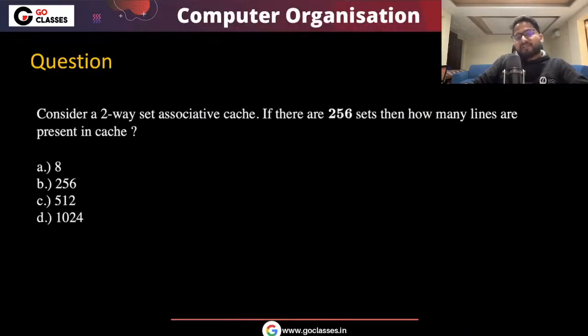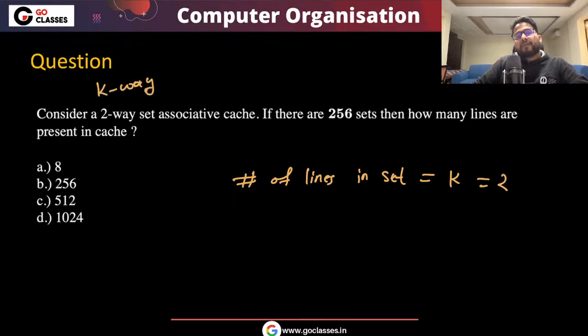It is called k-way set associative. If they are saying two-way, it means the set size, or the number of lines in the set, is k. They will tell you like this, k-way. Here k is 2. They will say k-way set associative.